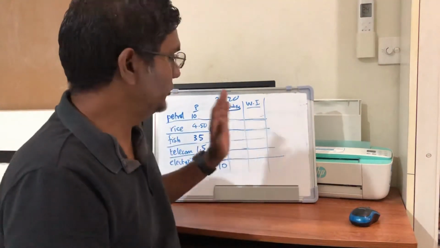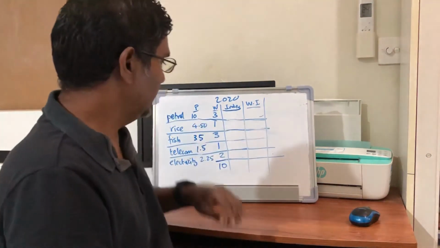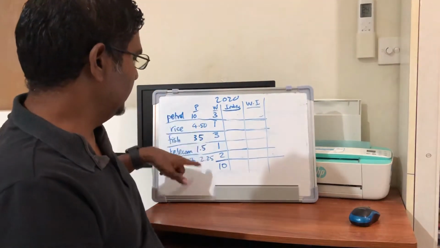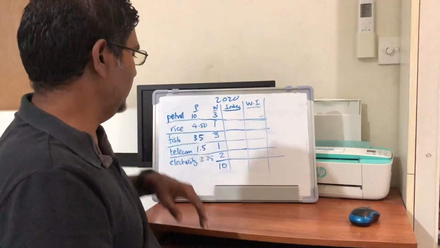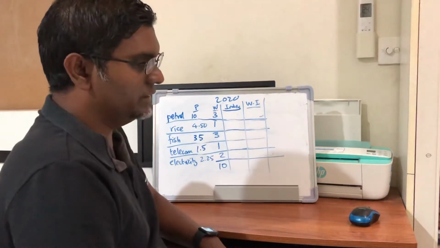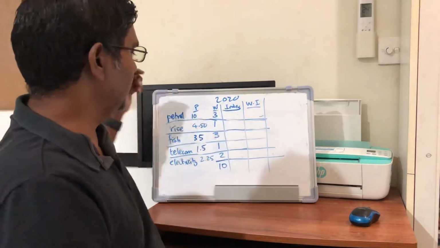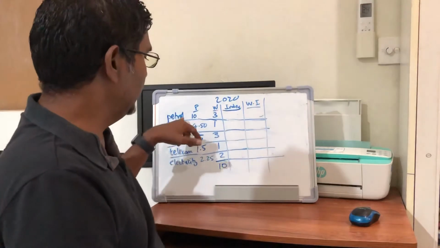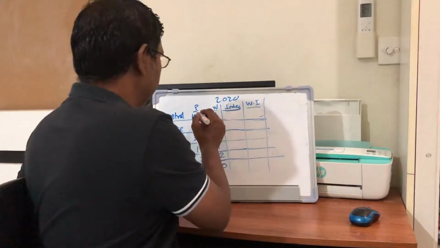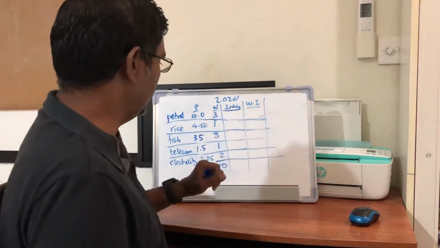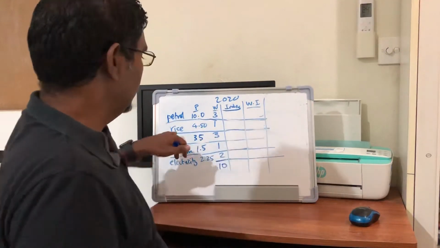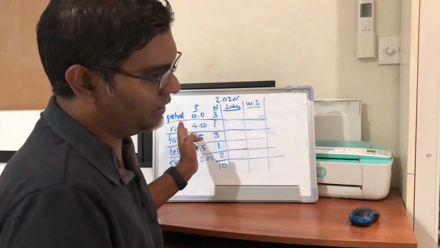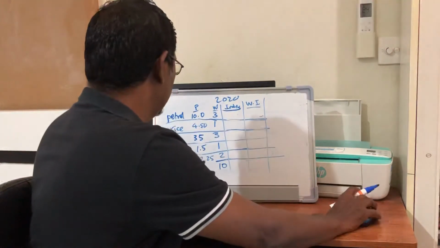So now for 2020, I have noted down the changes in prices, or rather the prices in 2020. As you can see, in 2019, the price of petrol was 10.5 rupiah, but now it has reduced to 10.0 in 2020. The price of rice has not changed. It has remained as 450 as it was in 2019.